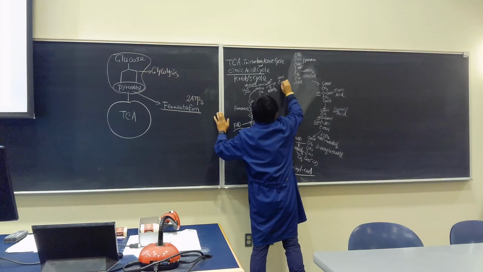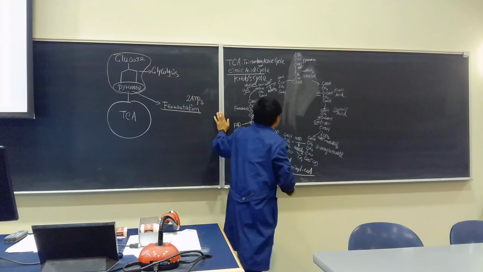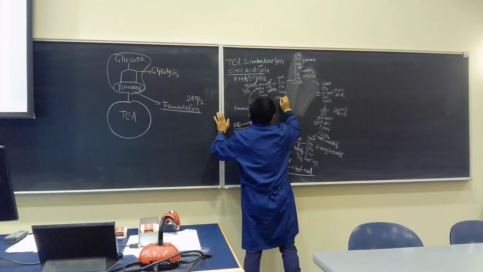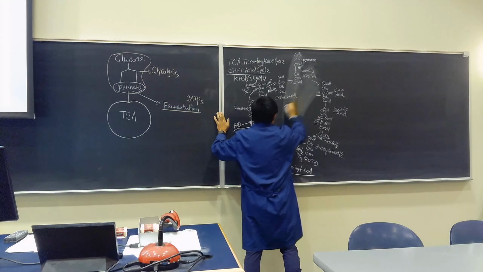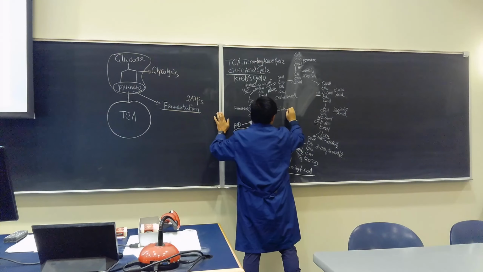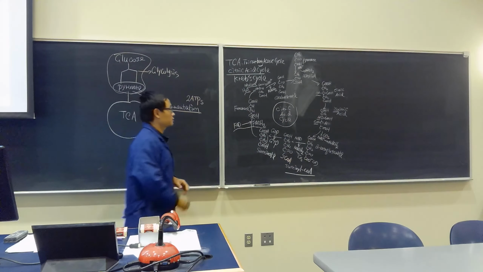So it becomes COOH, CH2, and COOH. And this goes back. What's the last one? Oxaloacetate. And right in the middle, citric acid cycle.